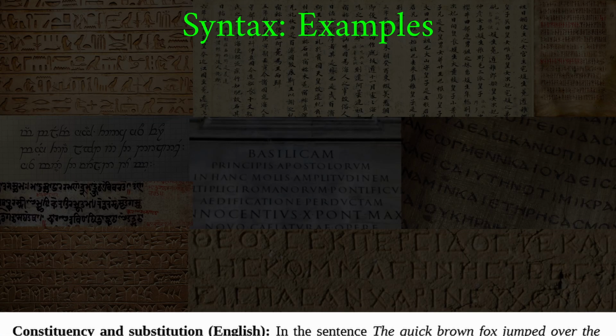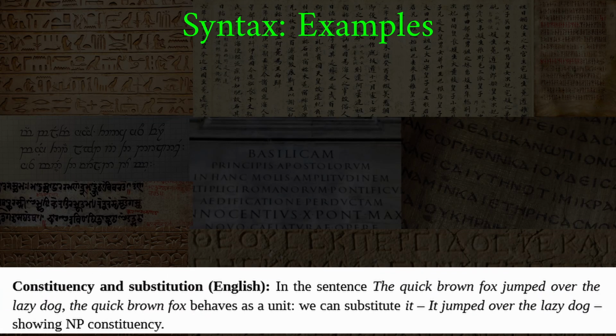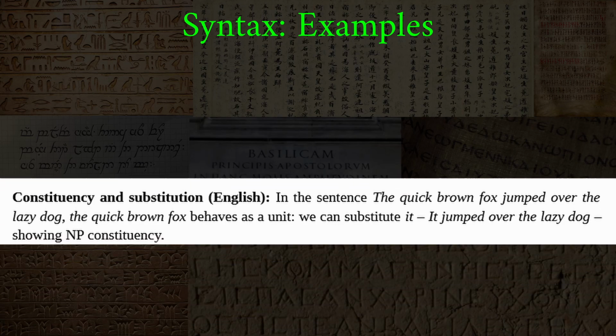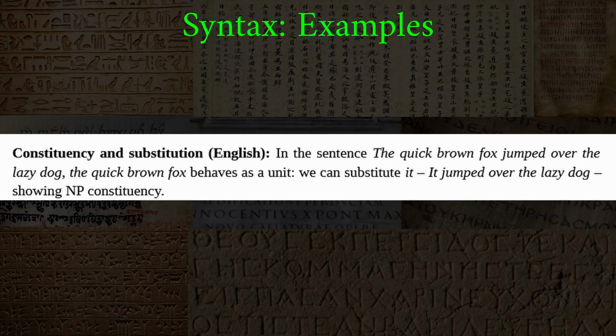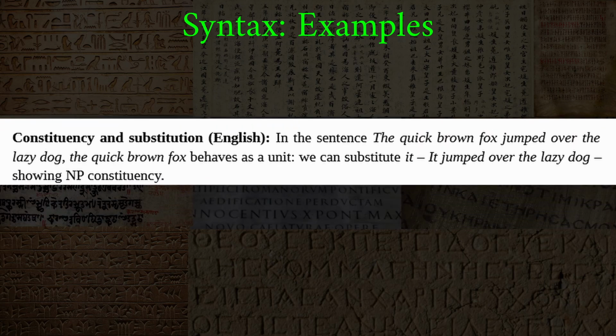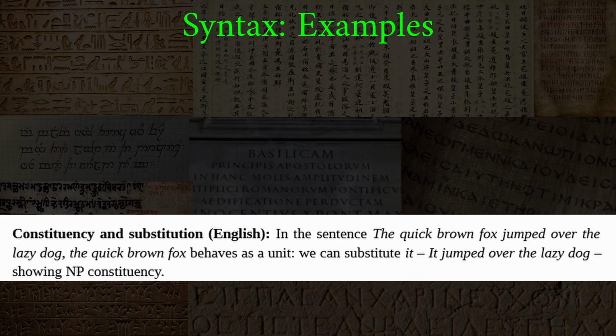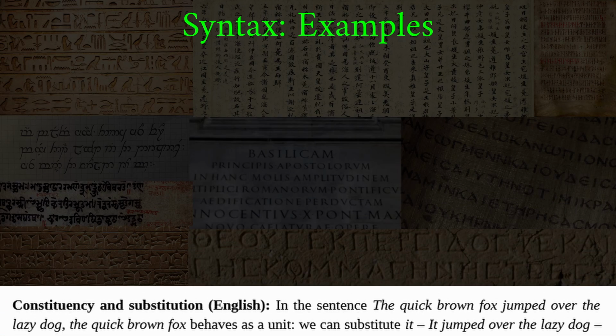So, in today's linguistic lesson, we will conclude our section about the introduction for syntax with real examples. Starting with constituency and substitution in English. In the sentence, the quick brown fox jumped over the lazy dog, the quick brown fox behaves as a unit. We can substitute it: it jumped over the lazy dog, showing noun phrase constituency.